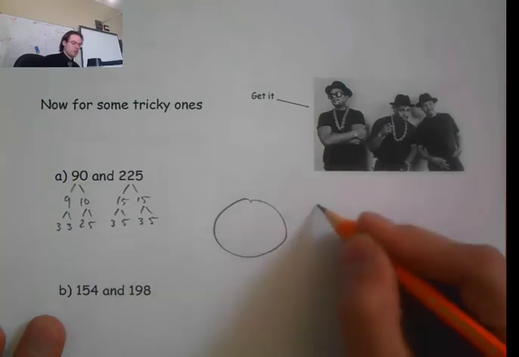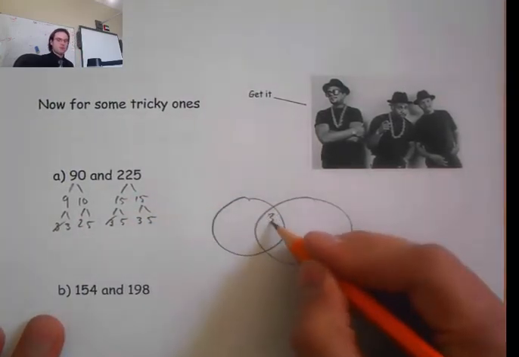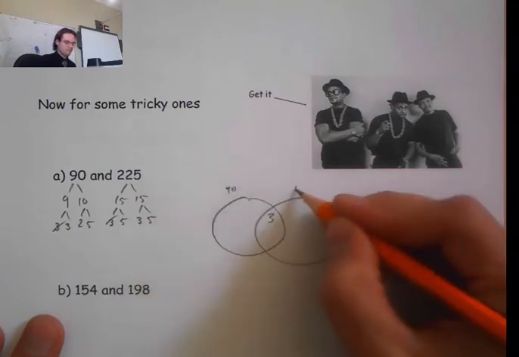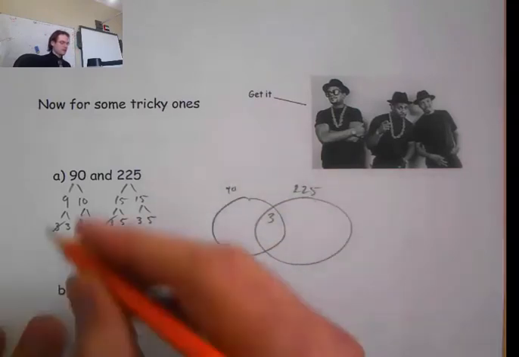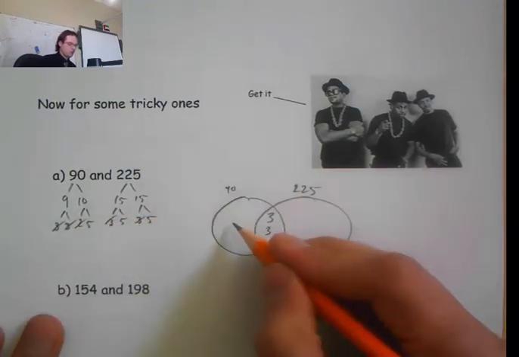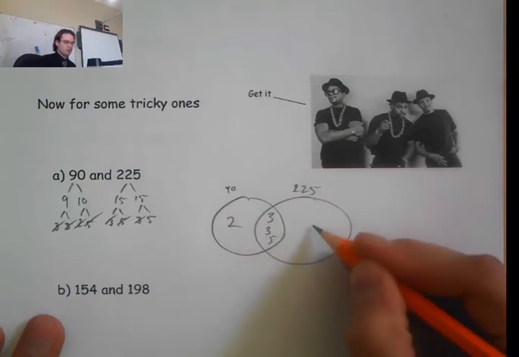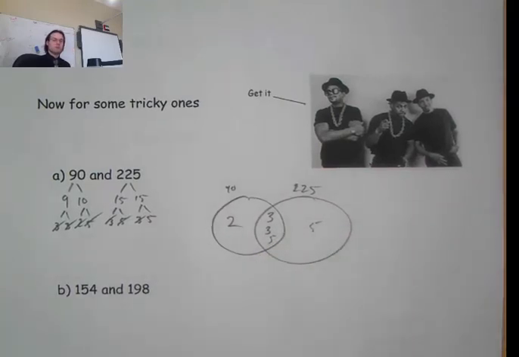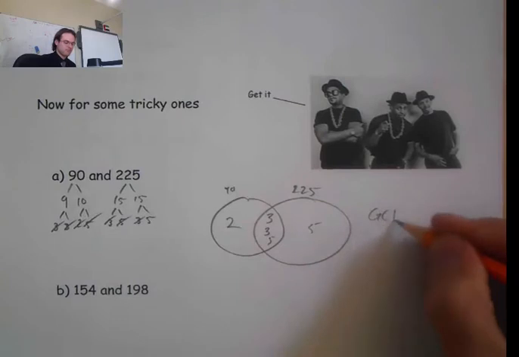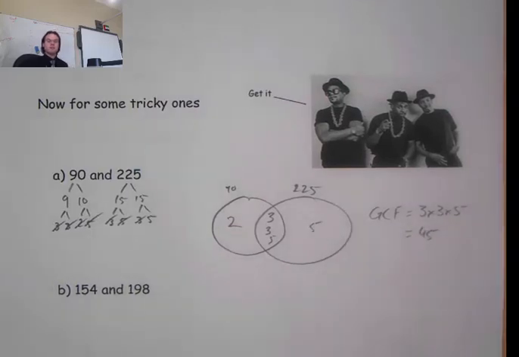Now we have my two circles, Venn diagrams. Let's see. 3. Is there 3 on this side? Yes. So 3 in the middle. Okay? 3. Another 3. 3 in the middle. 2. There's no 2 there. 5. There's a 5 on this side, so 5 in the middle. And there's left with a 5 there. So what is my greatest common factor? It's equal to 3 multiplied by 3 multiplied by 5, which is equal to 45. That's it. Simple. Next one.